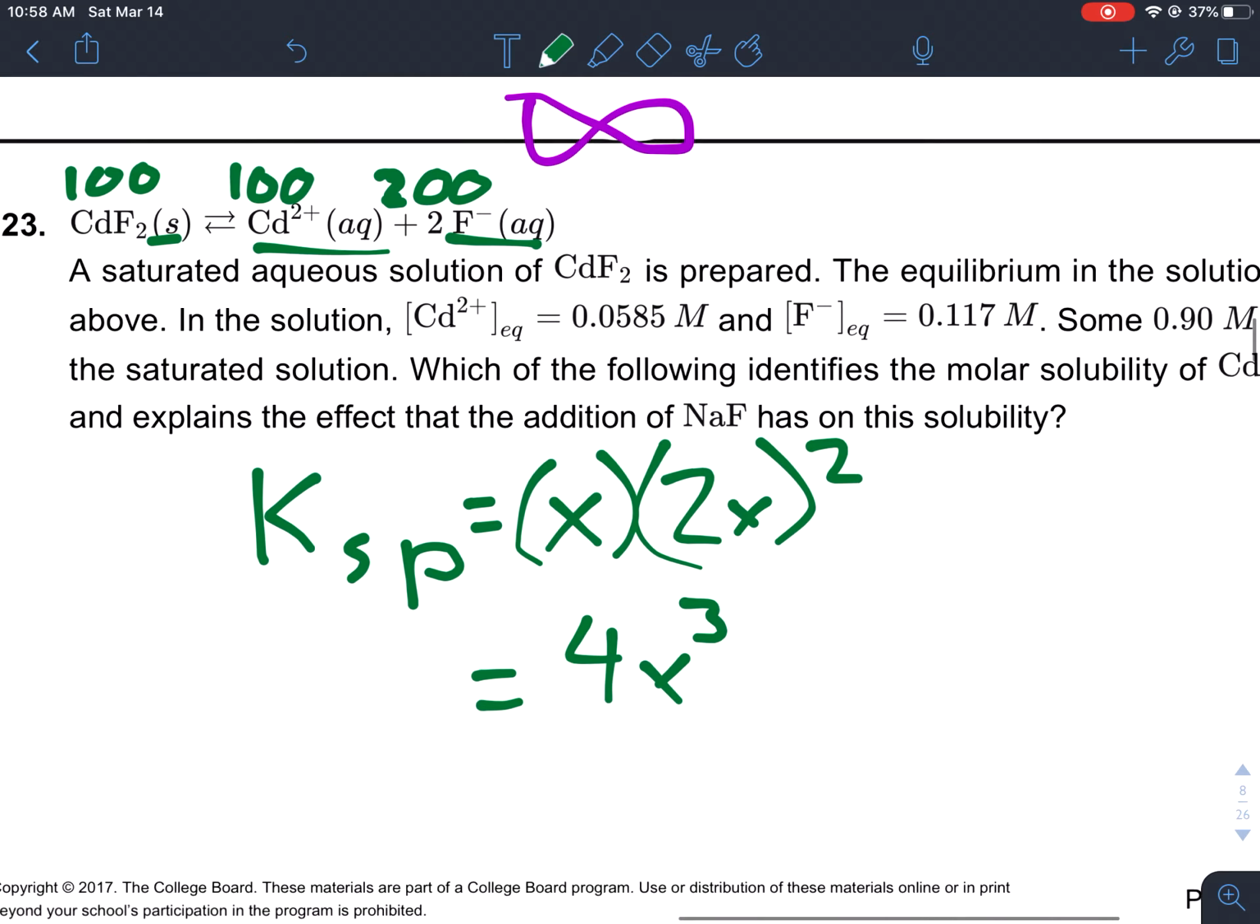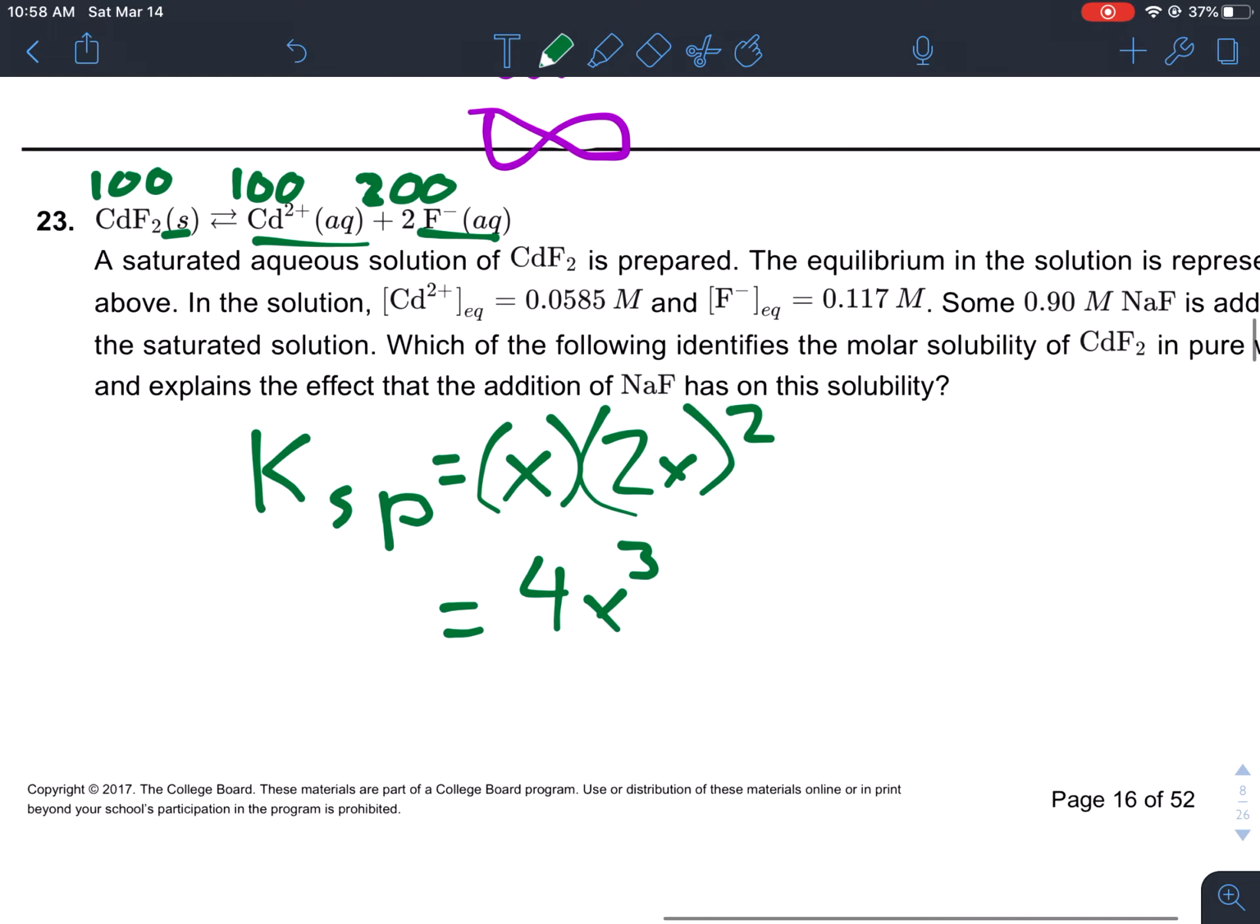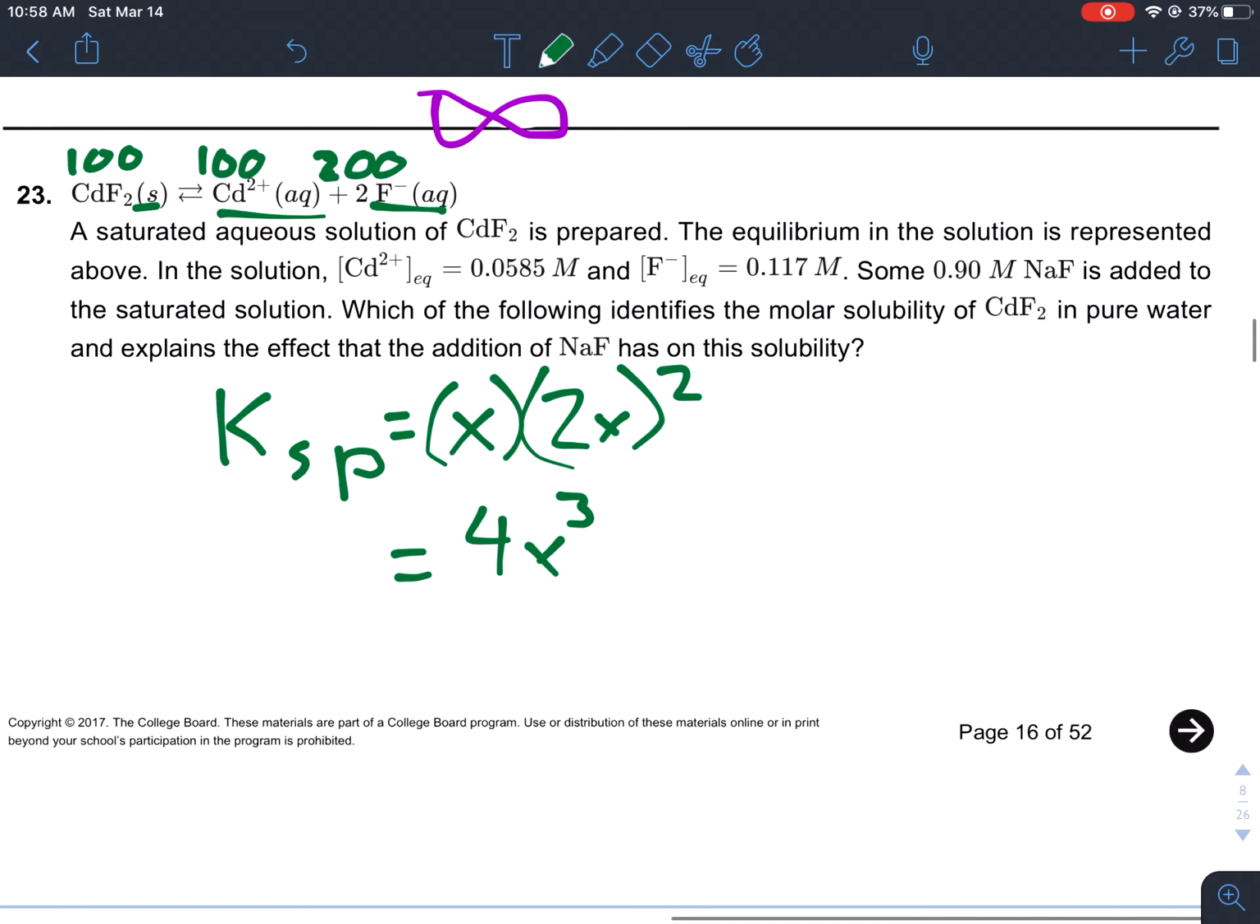A saturated aqueous solution of CdF2 is prepared. The equilibrium in the solution is represented above. In the solution, Cd2 plus is 0.0585, F minus is 0.117. By the way, look at these numbers. The F minus is double the Cd2 plus. Now you might think, how am I going to do this question?